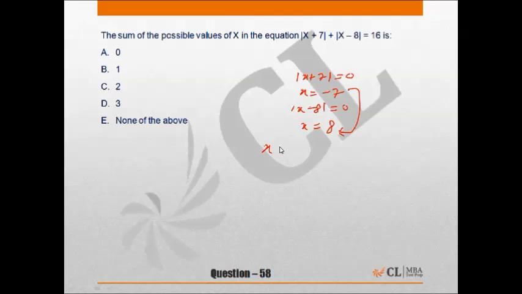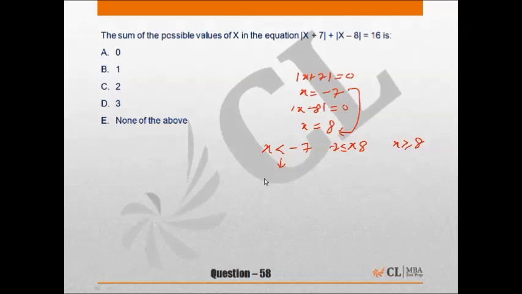First one is when x is less than -7. Second one is when x is greater than or equal to -7 but less than 8. And third is when x is greater than or equal to 8. Let's come to the first case, when x is less than minus 7.